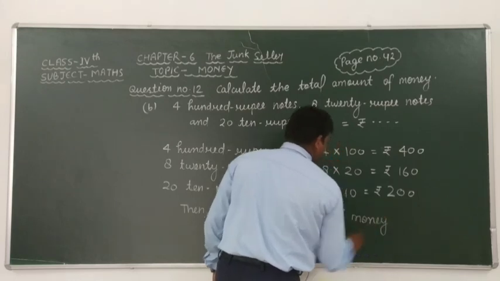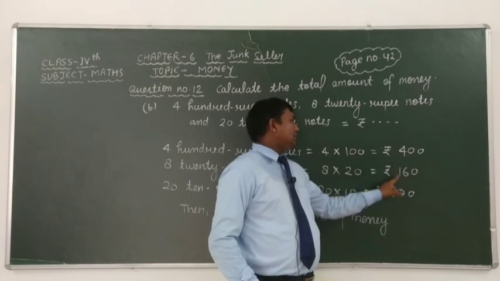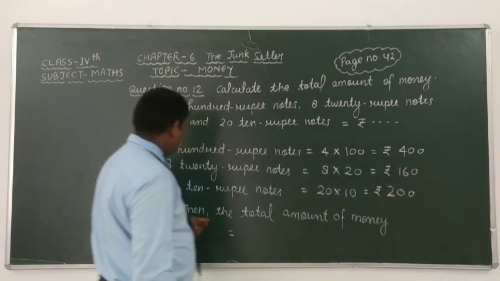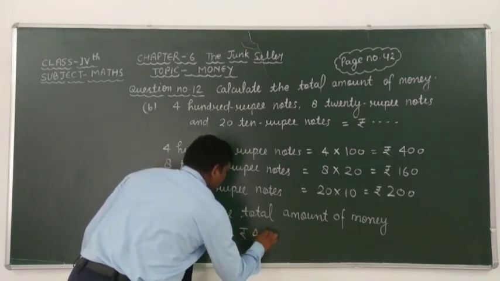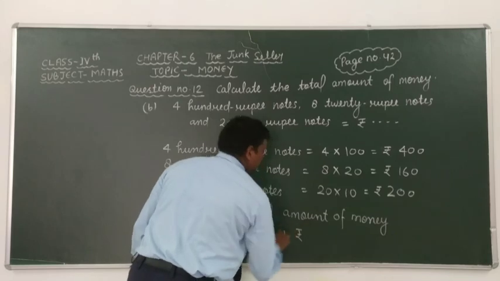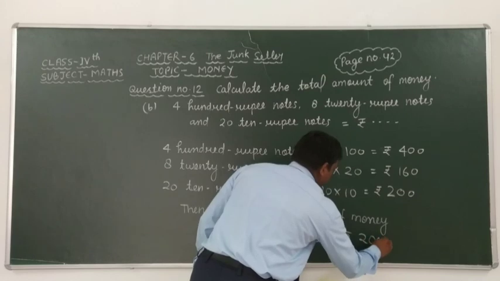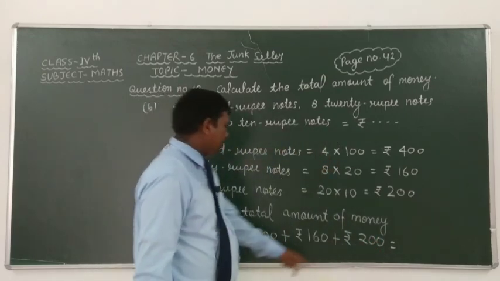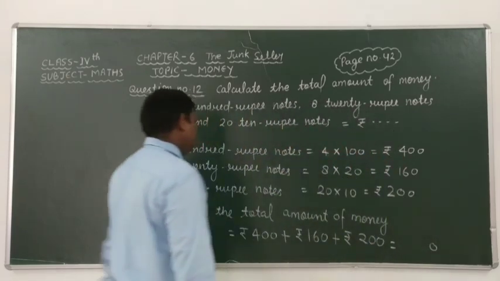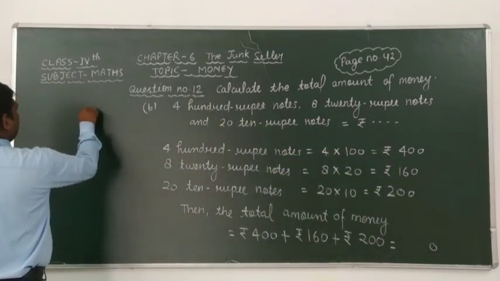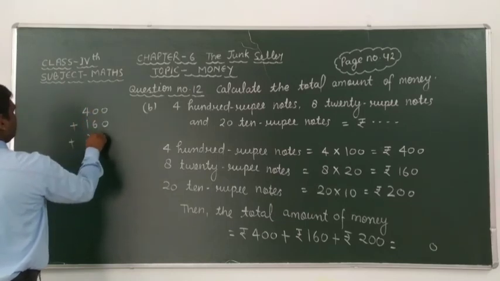is equal to, dear friends, if we add rupees 400, rupees 160 and rupees 200, then we get the total amount of money. Look, rupees 400 plus rupees 160 plus rupees 200. After adding these, here we get, look, 0 0 0 as same, it means that here we will get 0. Look, here given that 400 plus 160 plus 200.